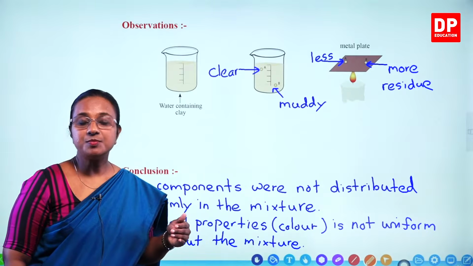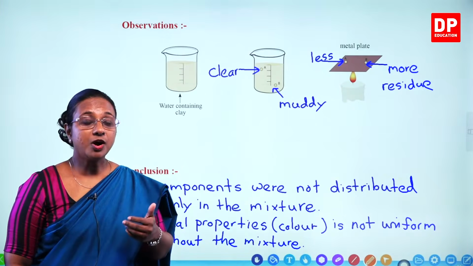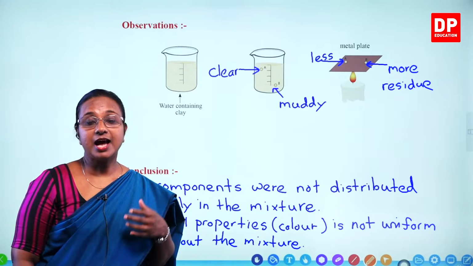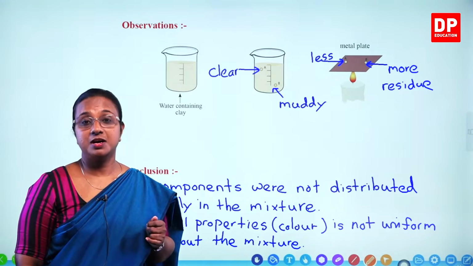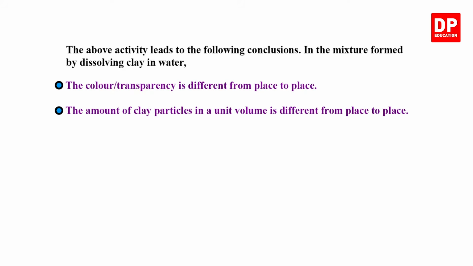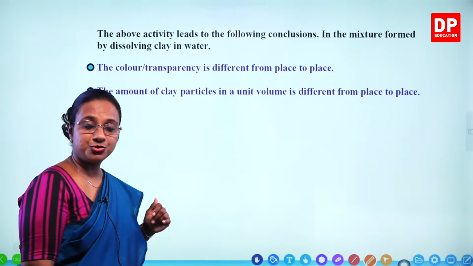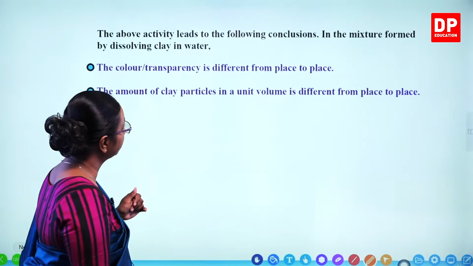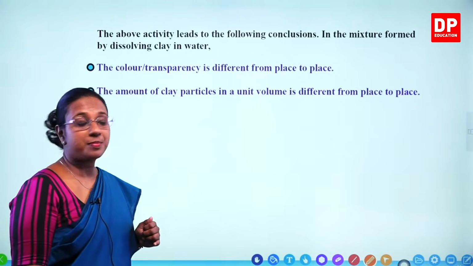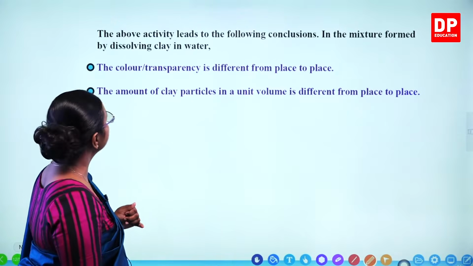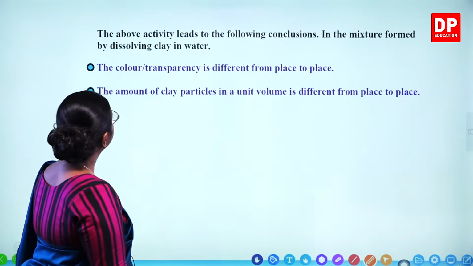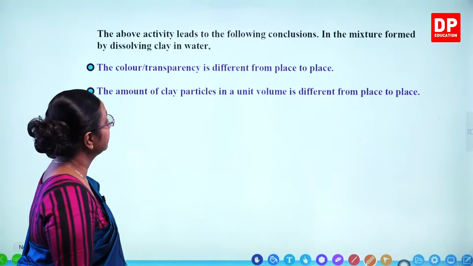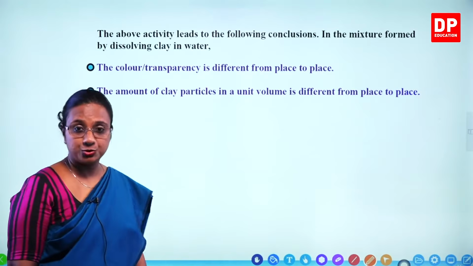So from this observation, you have got some information and understanding about a certain type of mixture. The above activity leads to the following conclusions. So as I told you all, there are a few conclusions that can be drawn from the activity. In the mixture formed by dissolving clay in water, the color or transparency is different from place to place.